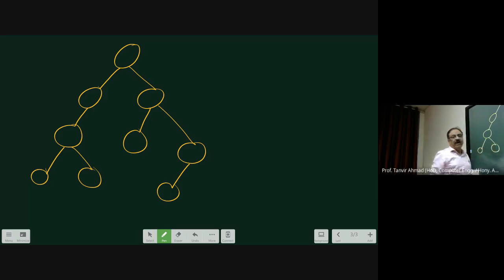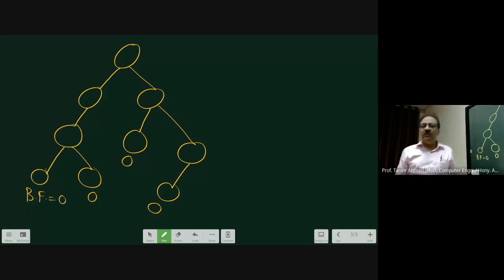Suppose I take some binary search tree as this. Obviously, this is a binary search tree. Now, let us try to calculate the balance factor. If I start with the leaf node, this has a balance factor equal to 0 because there is no left and no right. Again, this is 0, this is 0, this is 0. All of them will have a balance factor equal to 0 because they don't have a left subtree or a right subtree.